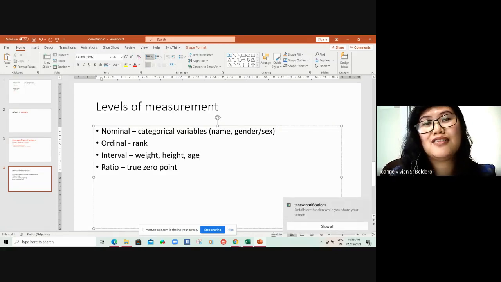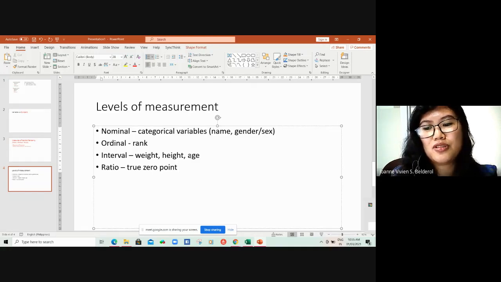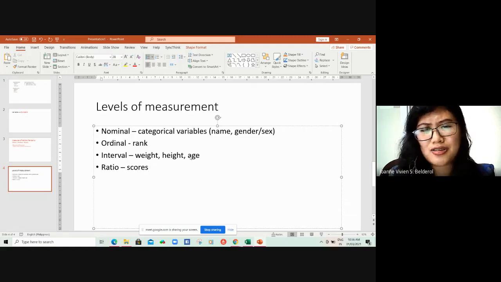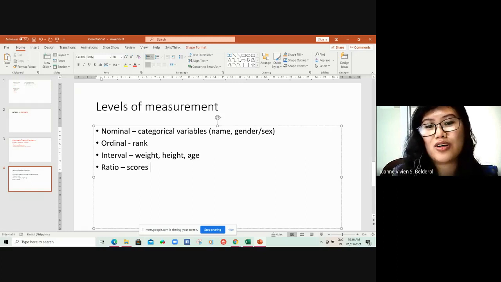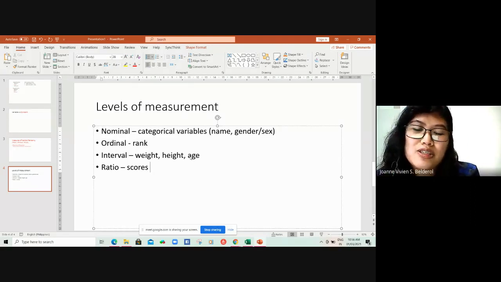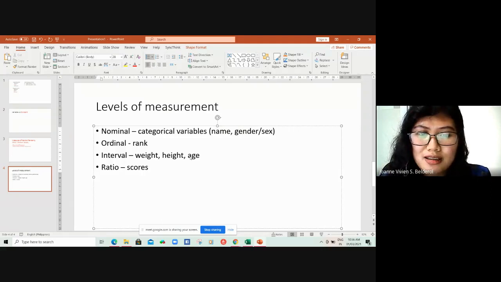What are values with a true 0 point? Your scores can actually be a ratio. Okay, for example, when you get 0 in an exam, that means wala di kayo tama ang score. Okay, so tell me now if this is nominal, ordinal, interval, or ratio.